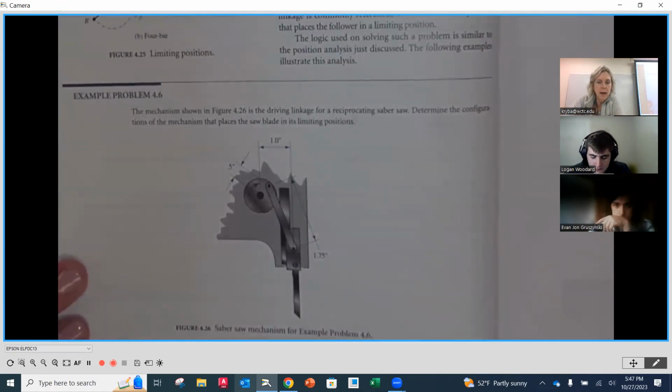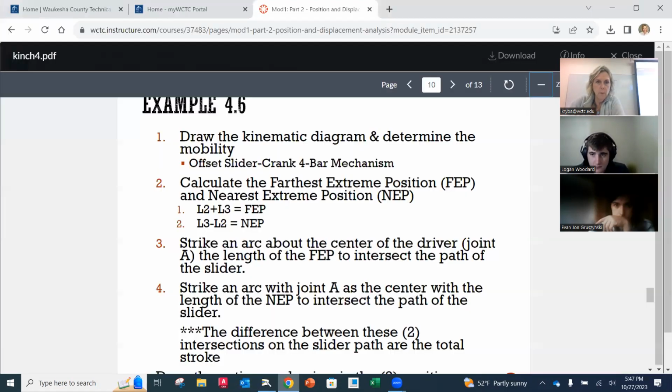So as we look back at our PowerPoint presentation, got a couple things to consider here. First and foremost, we're going to do our kinematic diagram and determine the mobility, just like we have been doing all the way along. And we're going to do it in the position that we're seeing it here. We'll see that in an example. Next, we're going to calculate the furthest extreme position, FEP, and the nearest extreme position, the NEP. Now, to do that, we're going to take the lengths of link number 2 and link number 3.